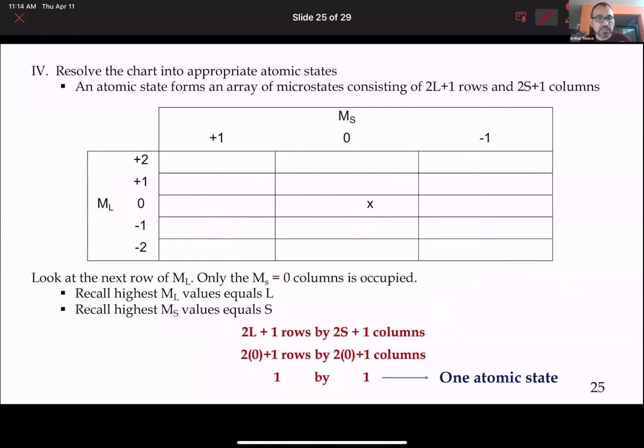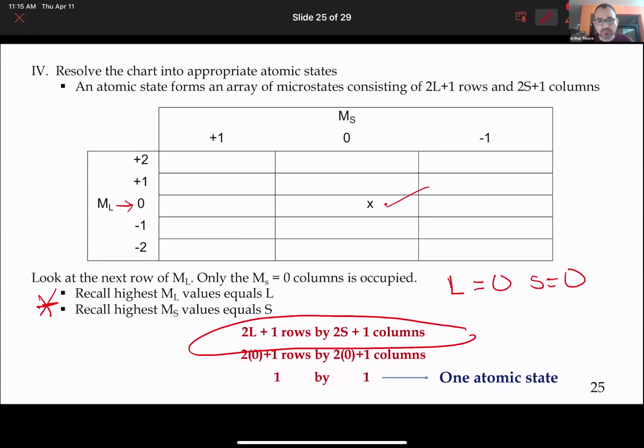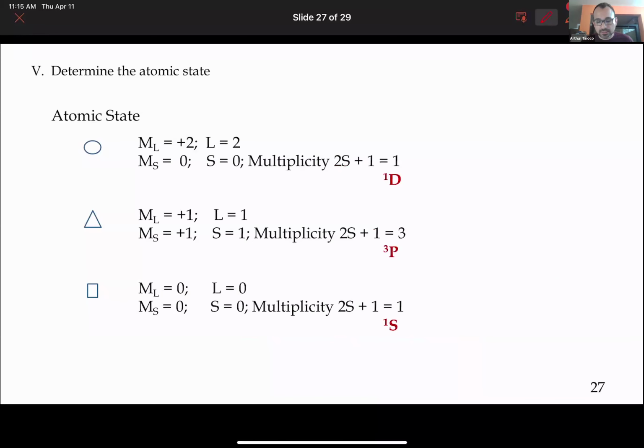What are we left with? Now we're left with one single entry, one single microstate. So here we move down to the M sub L of 0, where it turns out that you only have one entry. Again, looking back at this, the highest value of M sub L equals L, the highest value of M sub S is S. We have a system where L equals 0 and S is going to be 0. Our array will be constituted by 2L plus 1 rows by 2S plus 1 columns. We plug in the L, we plug in the S, and we have an array that's going to be 1 by 1. We mark it, and we take it out of our table. We did that, and now we're done.